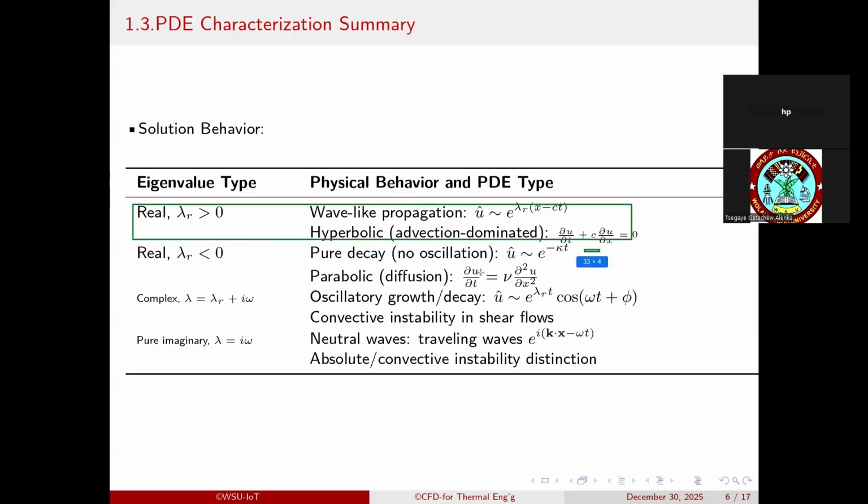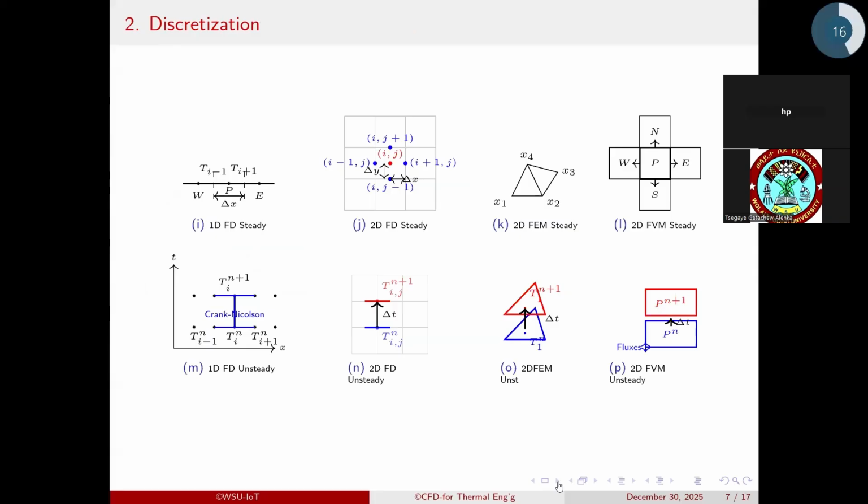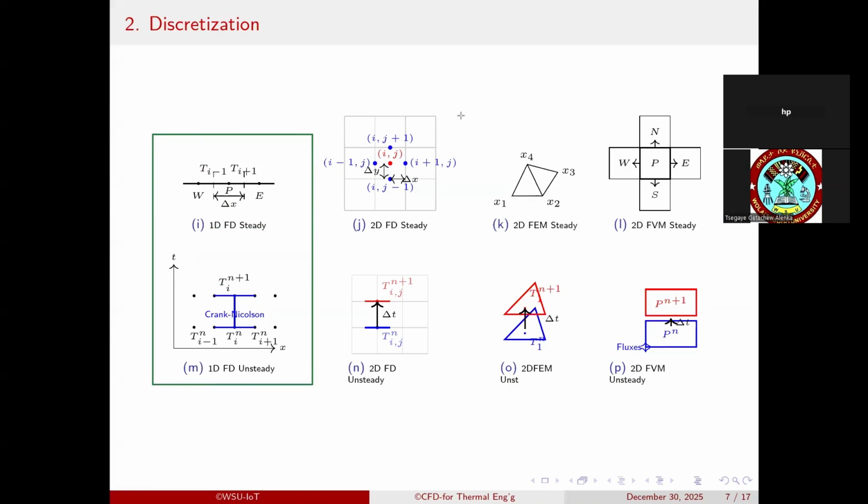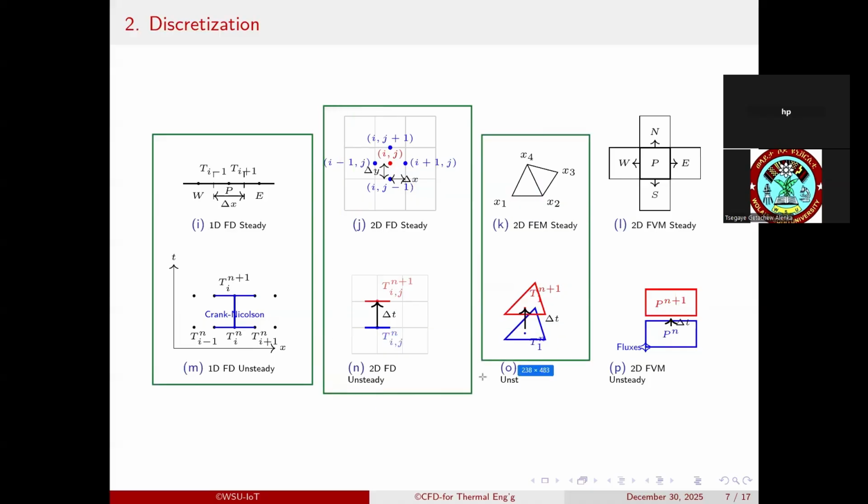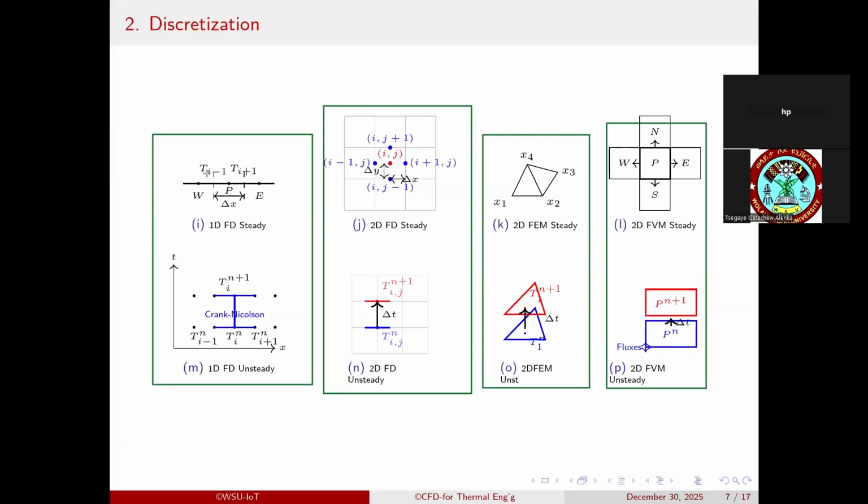So far, we saw three main partial differential equation types. Now we'll proceed to discretization. The illustration shows schemes of one-dimensional finite difference, then 2D finite difference, followed by finite element method, and lastly finite volume. Discretization of the steady state equation is shown on the first row, on the top.